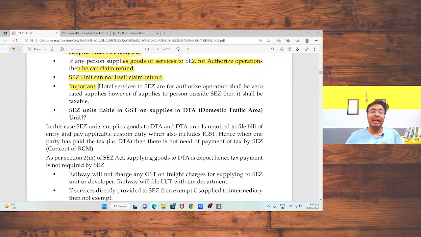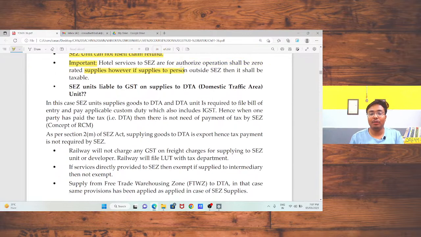Now, the question arises. I am an employee of that SEZ unit, or a committee member of that SEZ unit, and I am going to any hotel and taking the services. In that case, those services should be taxable. There is no exemption available. That means the exemption is only available when the SEZ unit is getting the services from the hotel industry. This exemption is not applicable for the committee members or other employees of the SEZ unit, because I am getting those services in my individual capacity. This is the example.